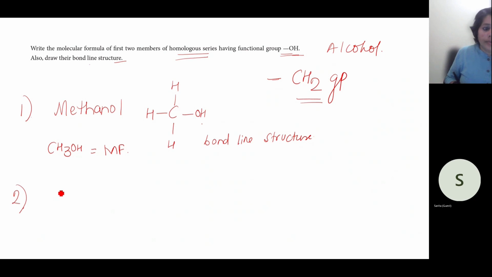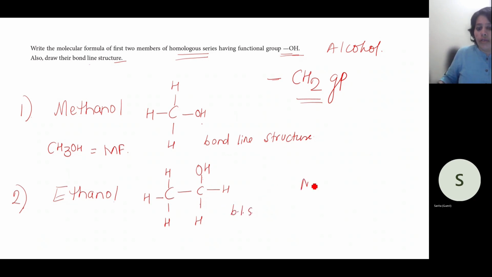Next homolog is ethanol. Ethanol means where we have two carbon. So hydrogen, hydrogen, hydrogen, hydrogen, hydrogen, OH. So this is ethanol and this is again bond line structure, and the molecular formula is, count C2, 1, 2, 3, 4, 5, H5 and OH. So this is the molecular formula for ethanol.